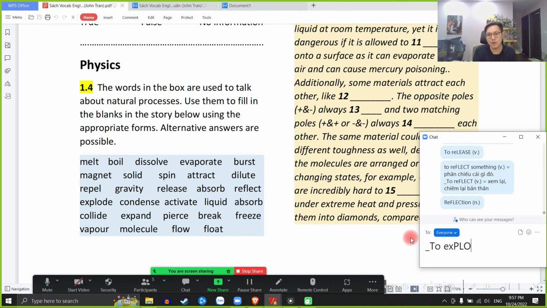Next one, explode. To explode là nổ tung thôi. Boom. To boom. To explode. So the noun form is explosion.